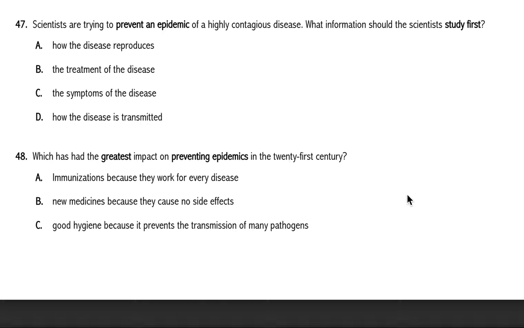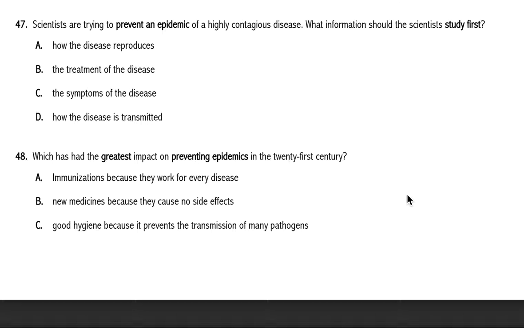Question 47. Scientists are trying to prevent an epidemic of a highly contagious disease. What information should the scientists study first? A. How the disease reproduces. B. The treatment of the disease. C. The symptoms of the disease. D. How the disease is transmitted.